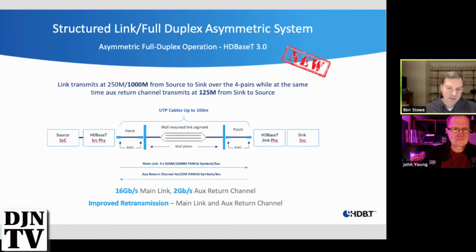And here is a slide right out of their presentation, and you can see the brand new HDBaseT 3.0 standard, which is just getting released. And you can see that this is a bad mamma jamma asymmetric full duplex operation where we can travel from source to sink over all four pairs up to 100 meters, so 300 feet at full 4K. And really what we're talking about here, you can see you got a 16 gigabit main link and then 2 gigabit per second aux return channel. That's how it's communicating backwards, and we're sending control back from the display and that sort of thing.